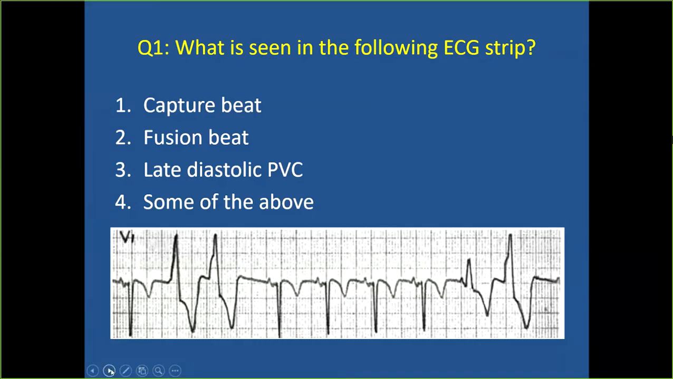But then, what type of PVC is this? This is called a late diastolic PVC. Just before the sinus beat conducts, this PVC has come. It's a late diastolic PVC that gives an impression that this PVC is conducted. So these two are correct.